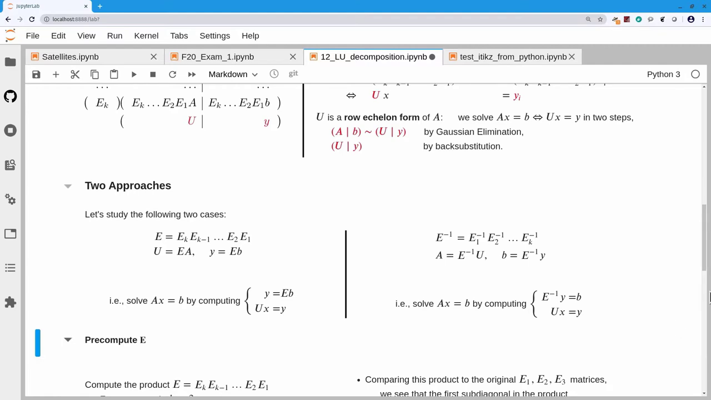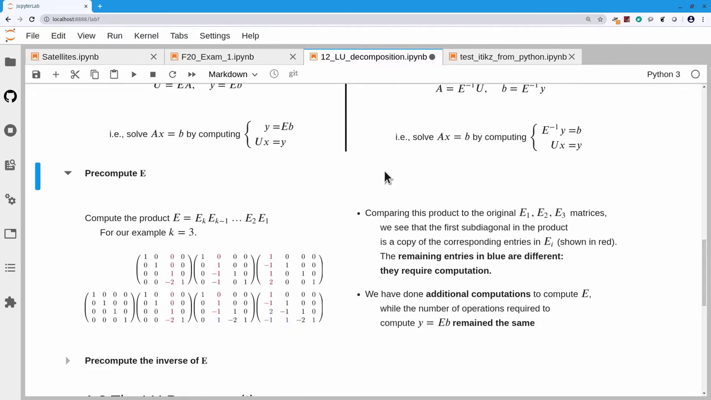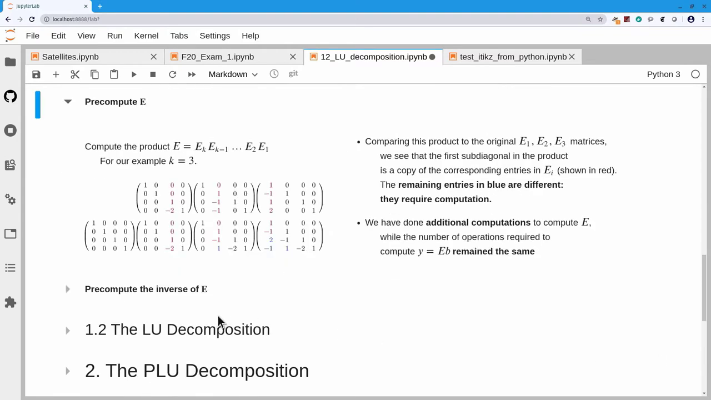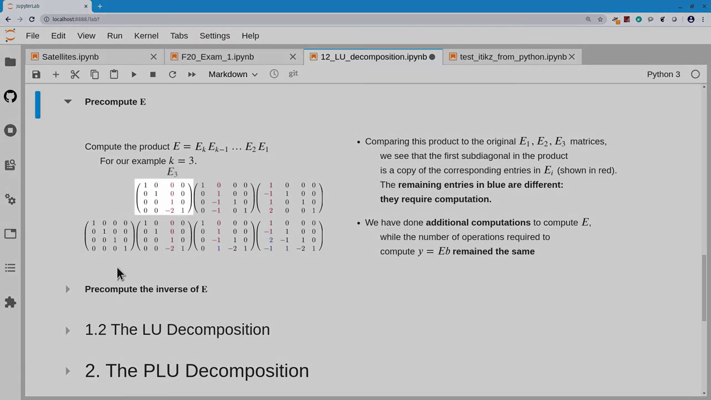Let's look at pre-computing E first, and I'll use the example that we had before. If I look carefully at how this product is put together, I see that my E matrices multiply in the non-zero column is in the rightmost position. Then it starts shifting left. As we go, the first step, that column just copies in. On the second step, the new column at first looks like it's copying in, but then the second position underneath the diagonal position has changed. It's no longer minus one. This time it multiplied out to plus one.